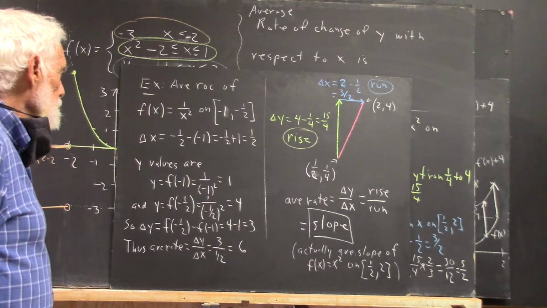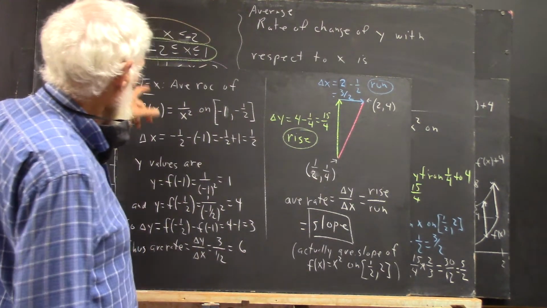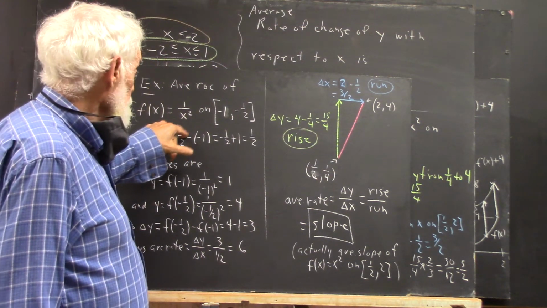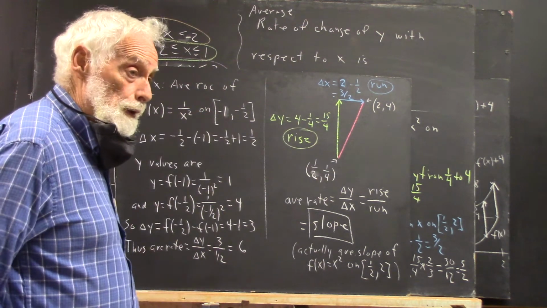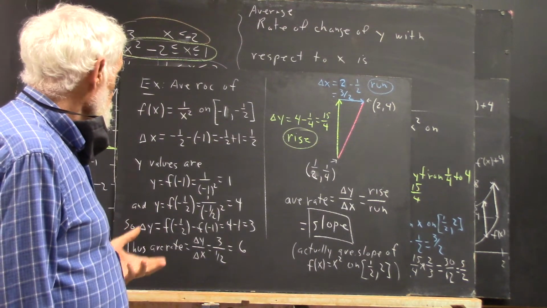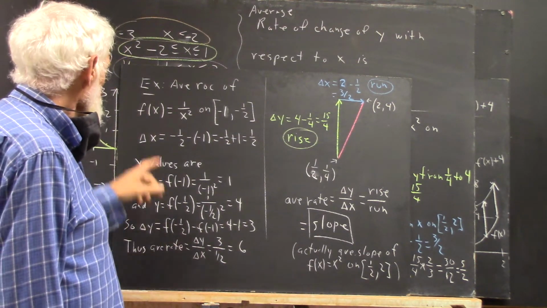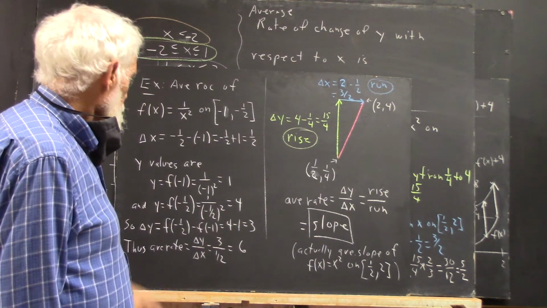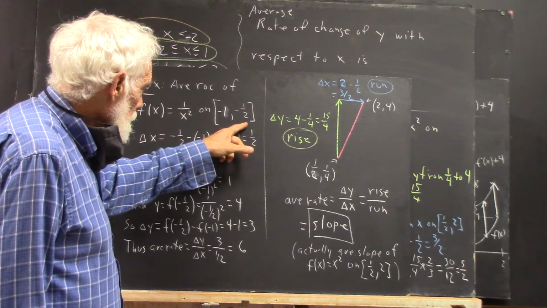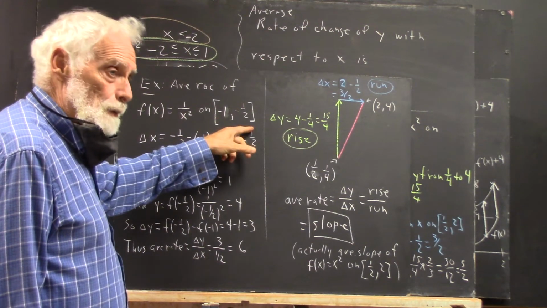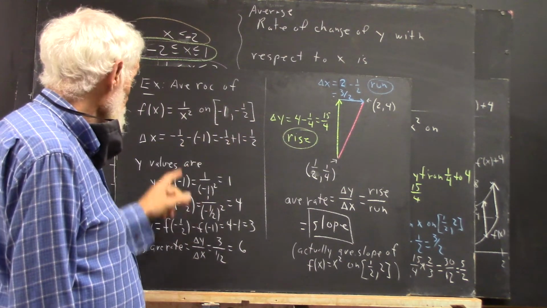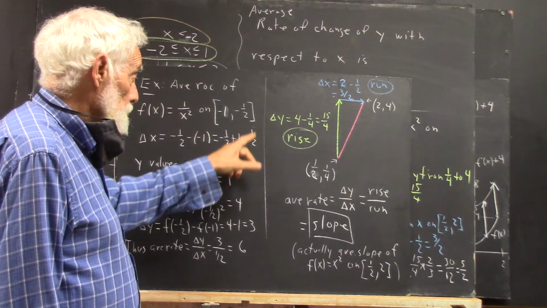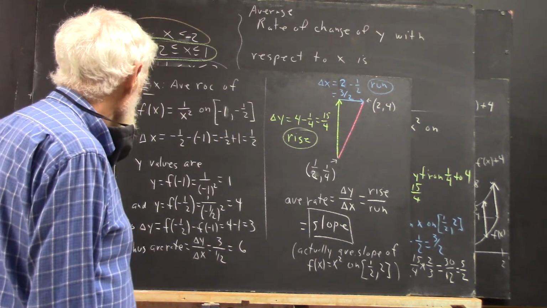Okay, now, another example of average rate of change. Average rate of change of your basic reciprocal square function on the interval -1, -1/2 is what? Well, your change in x is from -1 to -1/2. And that is -1/2 minus -1, where you end up with minus where you start at. Okay? Well, that is then -1/2 plus 1, which is 1/2.